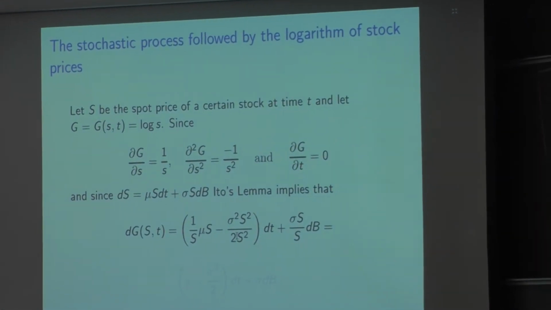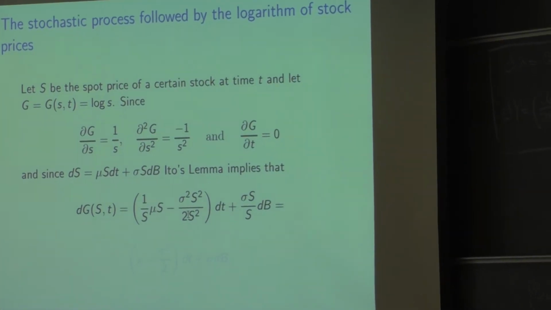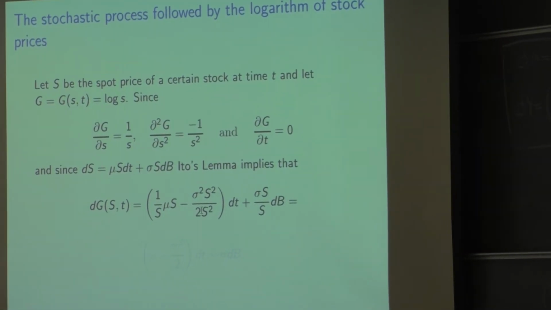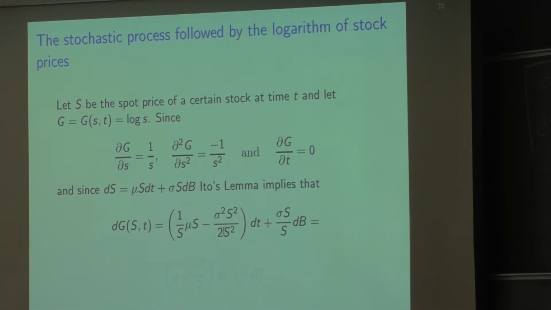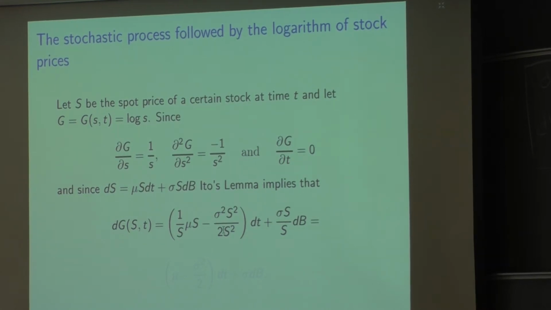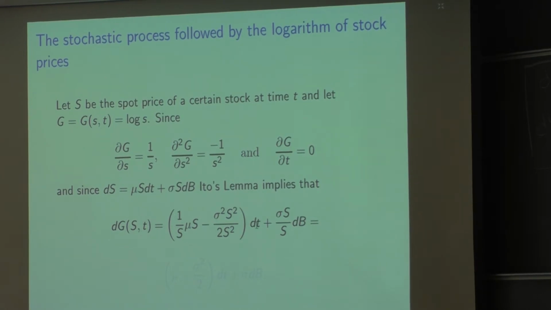And then it says take 1/2 times the second derivative of g with respect to the first variable, which is minus 1 over s squared. So it says take plus 1/2 times minus 1 over s squared times b squared. What is b squared? B is this, so it's s squared sigma squared. We put everything together and we get this. This expression I just wrote is the coefficient of dt for d log s.